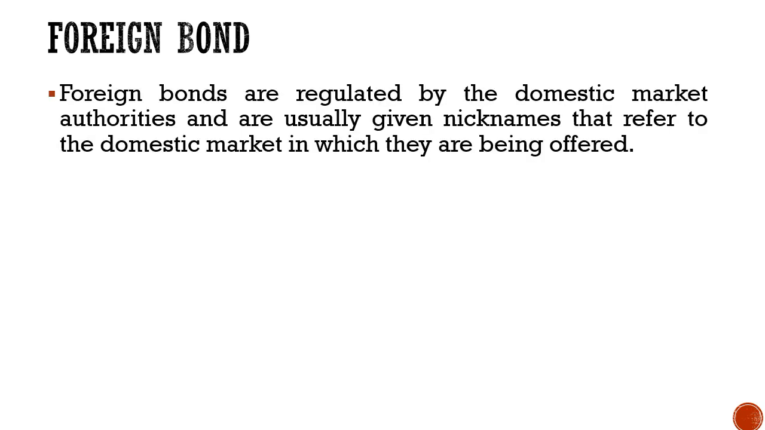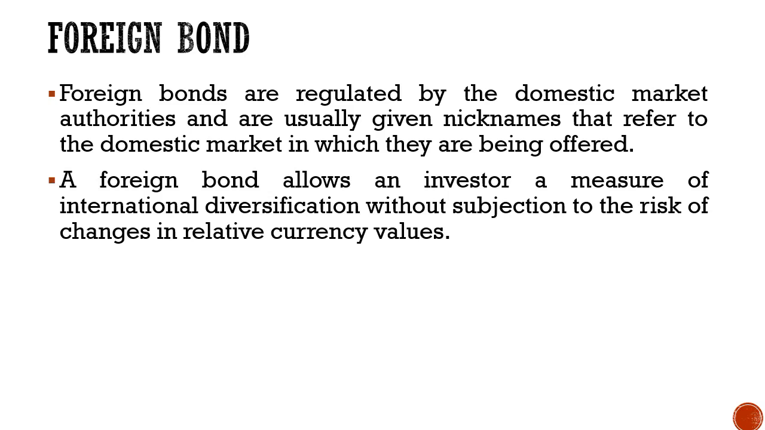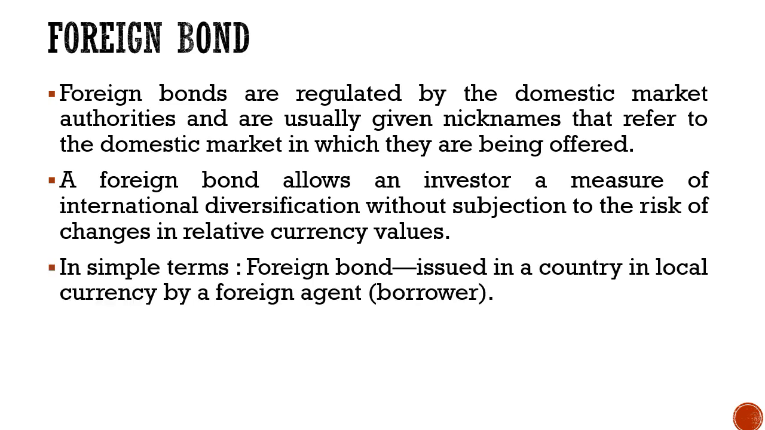The next type of bond that we have is the foreign bond. Now, foreign bonds are regulated by domestic market authorities and are usually given nicknames that refer to the domestic market in which they are being offered. A foreign bond allows an investor a measure of international diversification without the risk of changes in relative currency values. In simple terms, foreign bonds are issued in a country in local currency by a foreign agent or borrower.